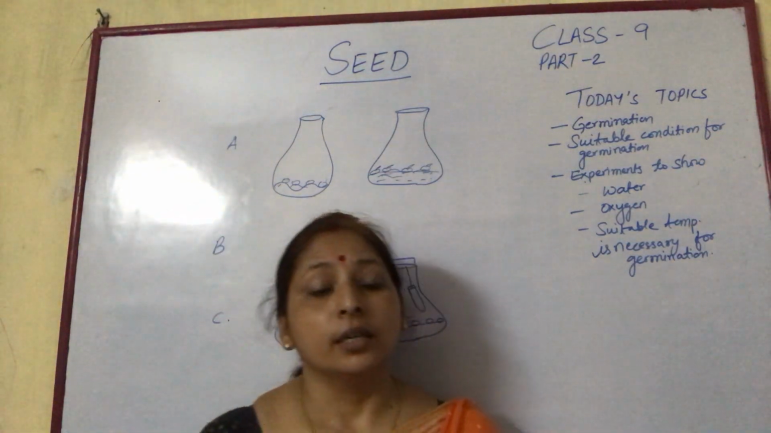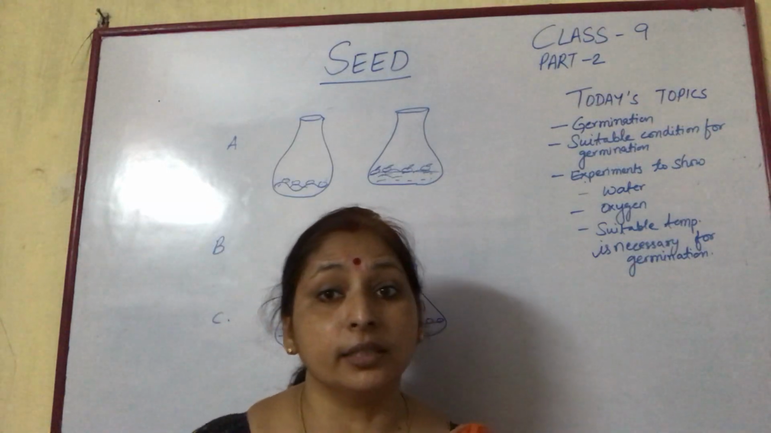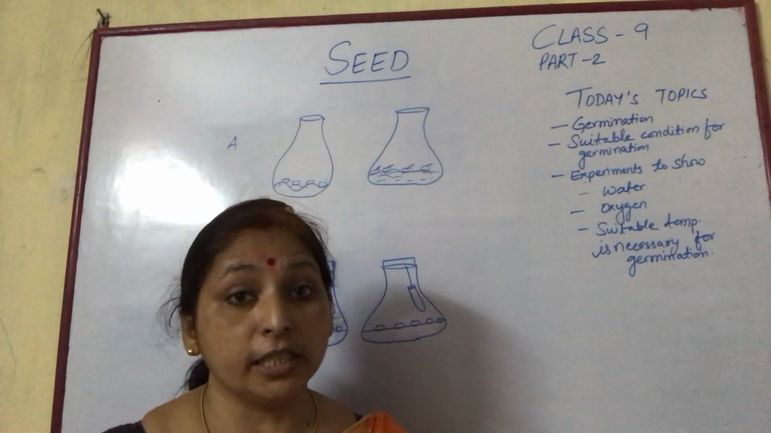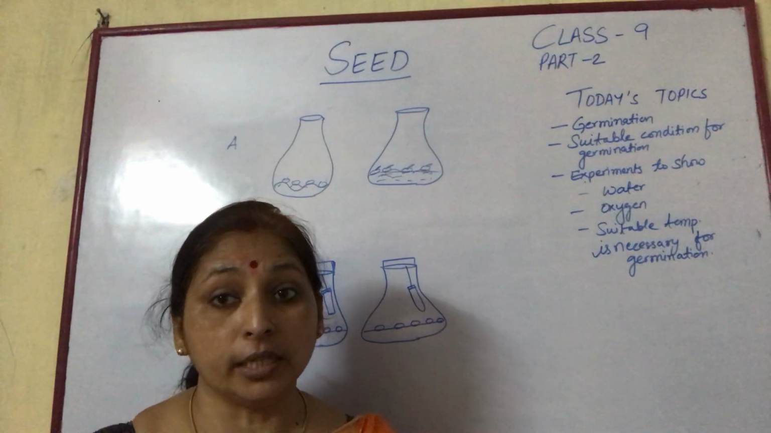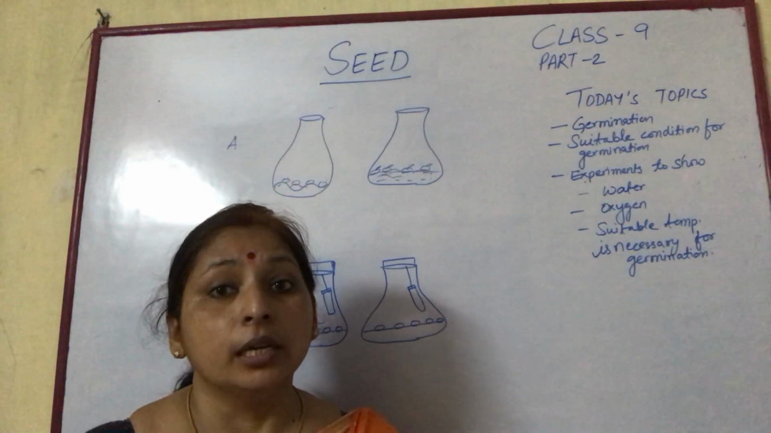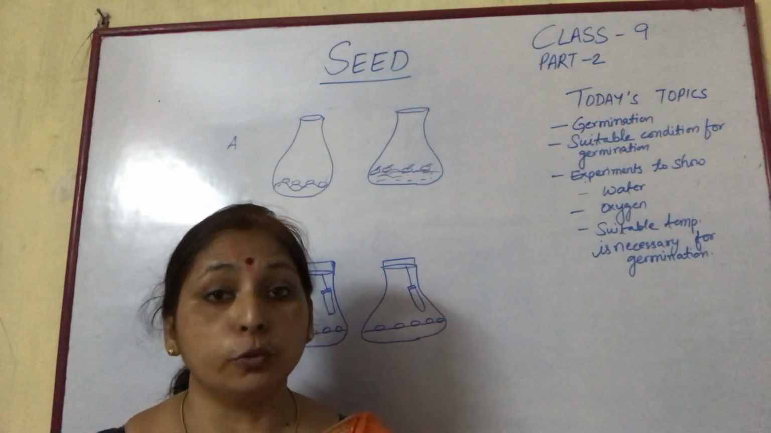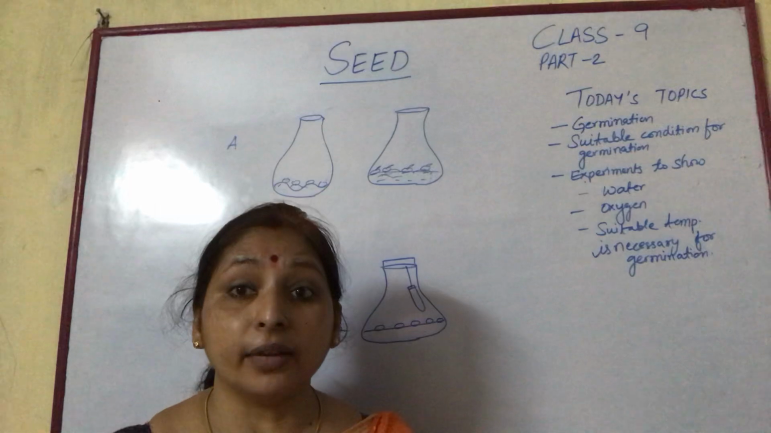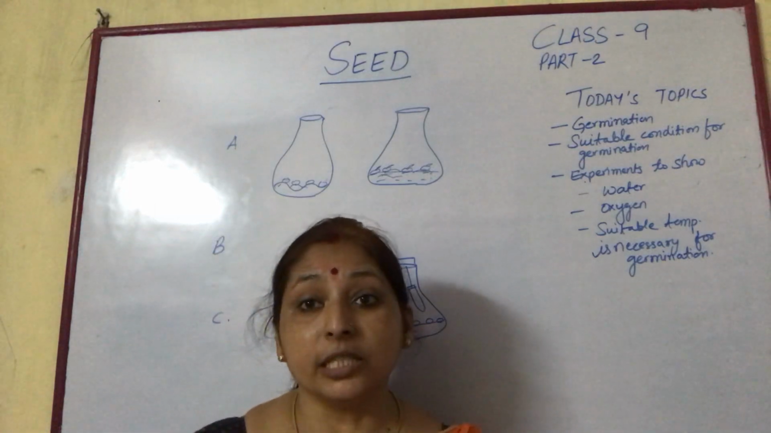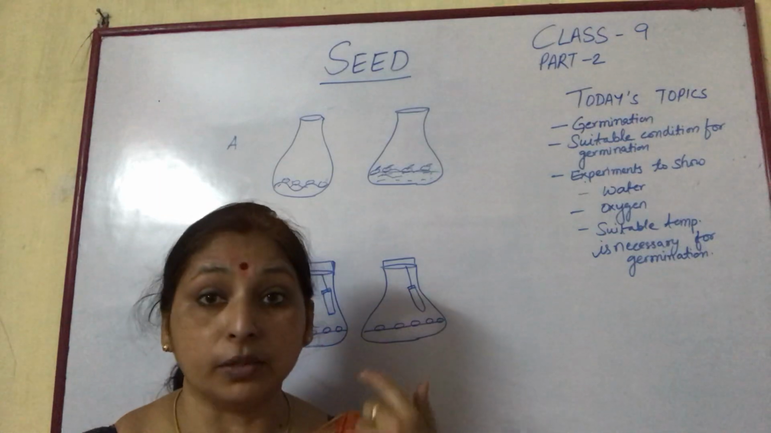Hello students, you all know about seeds, the structure of a seed, whether it is a dicot or a monocot seed, then albuminous and ex-albuminous seeds, and in detail which part of the flower makes the fruit or the seed or the grain. What is a grain? All these topics we have discussed in part 1.